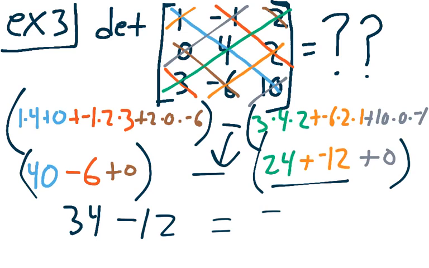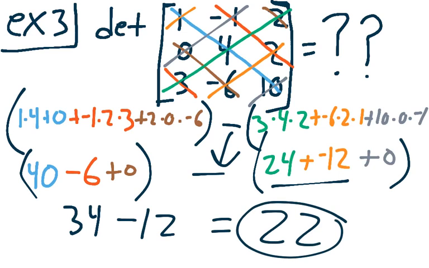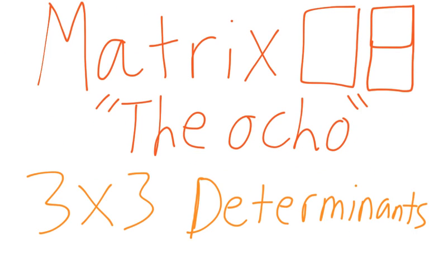That's the derivative. Sorry, this is not calculus. That's the determinant of this matrix. If I said derivative before, ignore that. This is a determinant. Right? There it is.